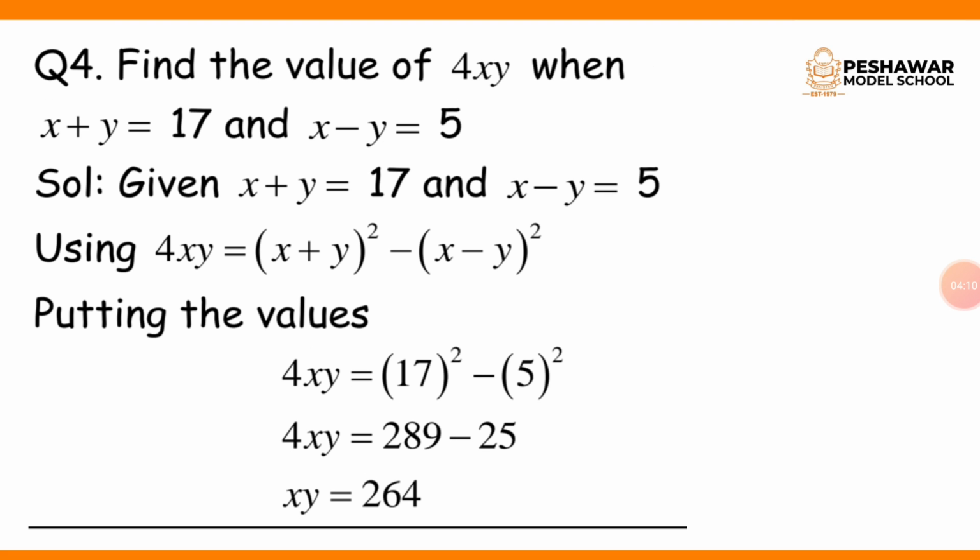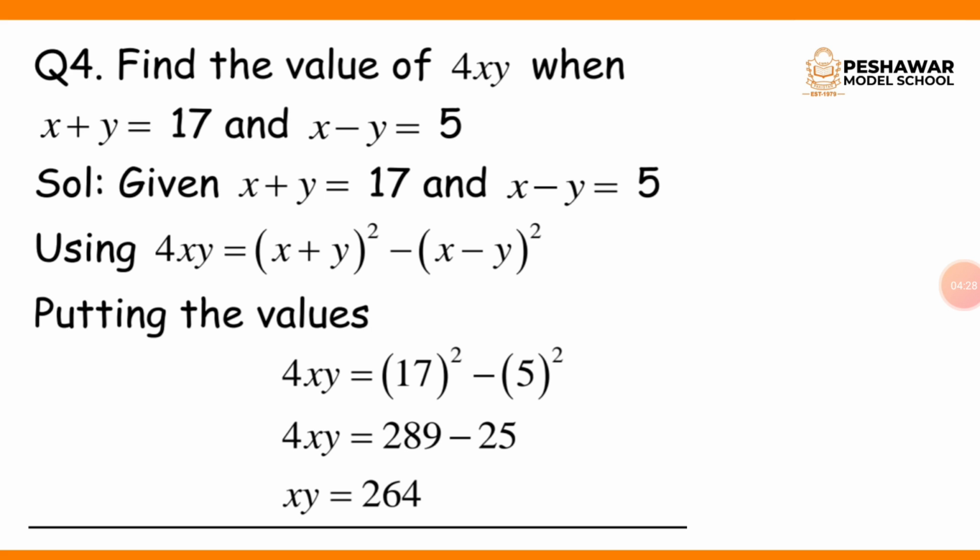Question number 4: find the value of 4xy when x plus y is equal to 17 and x minus y is equal to 5. Given that x plus y is equal to 17 and x minus y is equal to 5, again by using formula number 4, 4xy is equal to x plus y whole square minus x minus y whole square. After putting the values, 17 square minus 5 square.